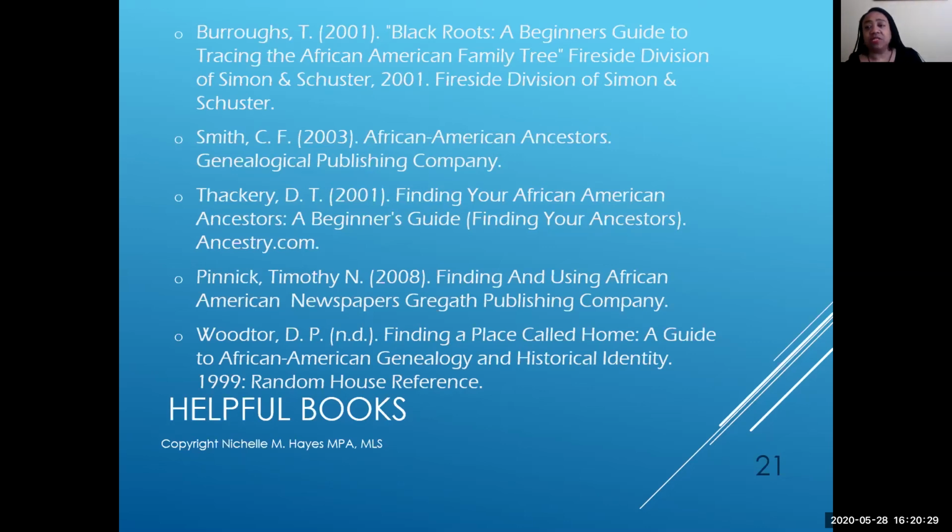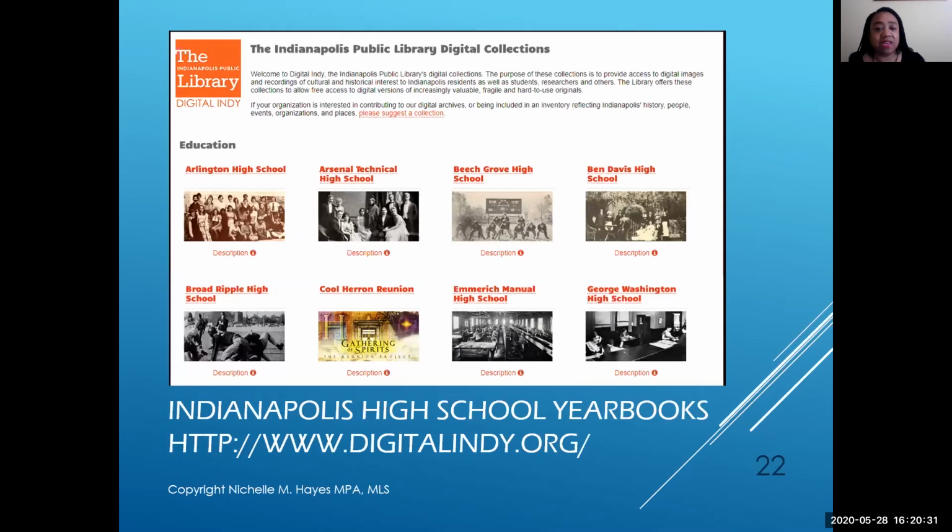So here are some resources that we have at the Indianapolis Public Library at Digital Indy. We have been able to scan the Indianapolis High School yearbooks. And so if your ancestors lived here in Indianapolis and attended high school here, that's a great place to go to find pictures of them or activities that they might have participated in when they were in high school.